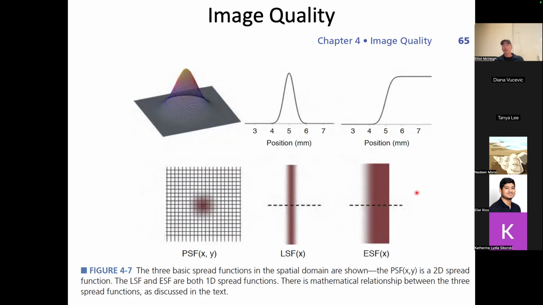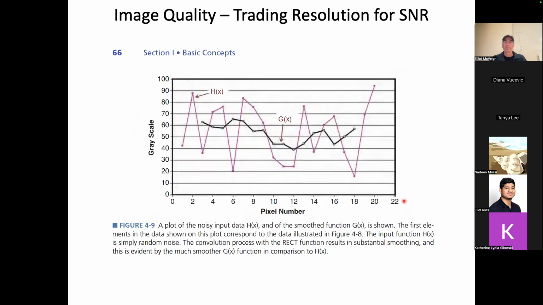And then the other way you can evaluate it is if I have a phantom that has, say, plastic and then a very sharp wall and it turns into air or metal or something quite different. Then when I come along here, and let's say this is air, and then this is plastic, and the wall itself is absolutely vertical, then this edge spread function or edge response function can be measured as well, right? And all of these are related to each other. You can derive one from the other.